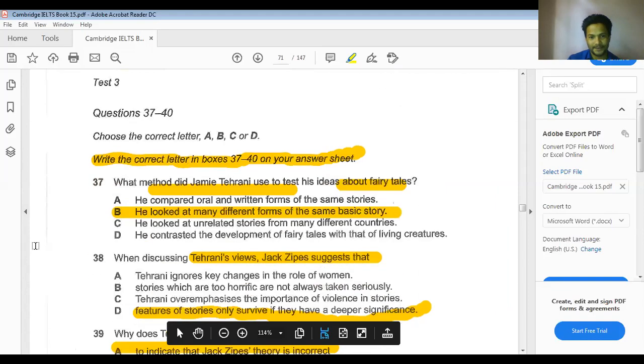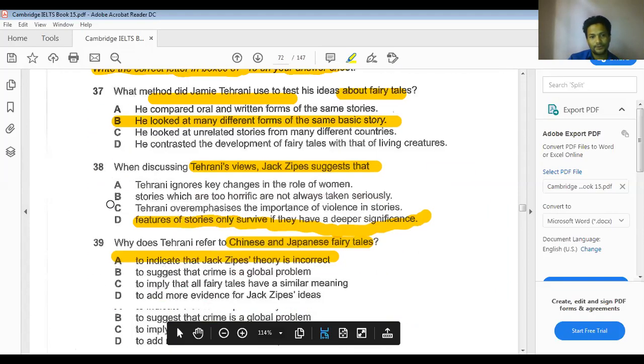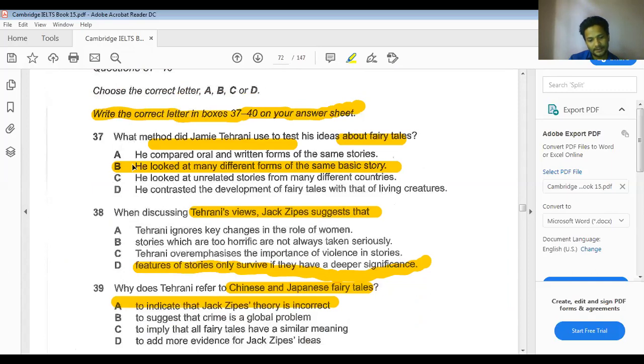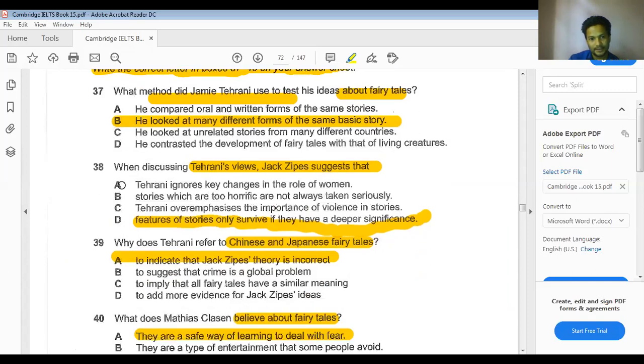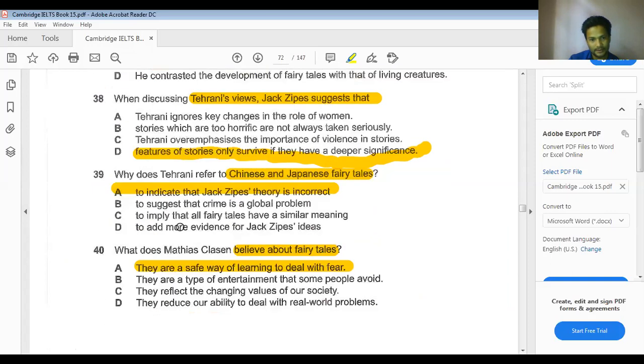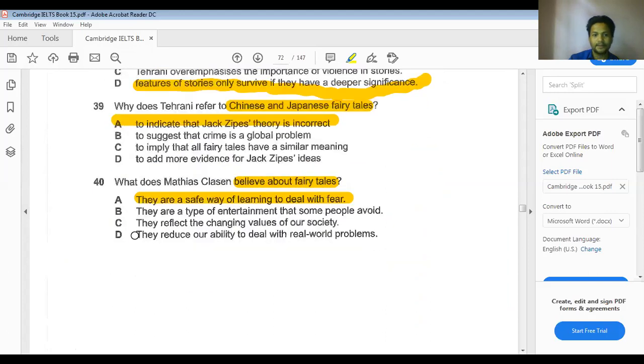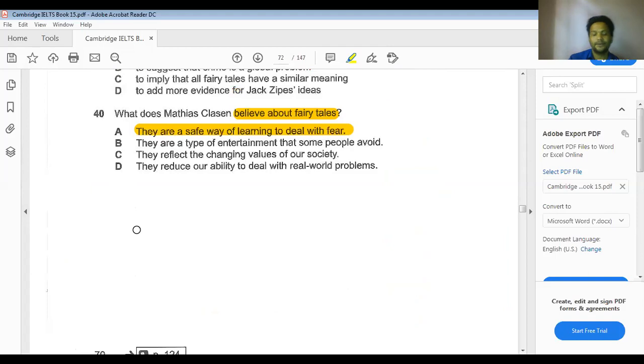Okay, let's see. 37 answer is B correct. 38 answer is D correct. 39 answer is A correct, and 40 answer is A correct. Then we have got 12 out of 14 in this passage.